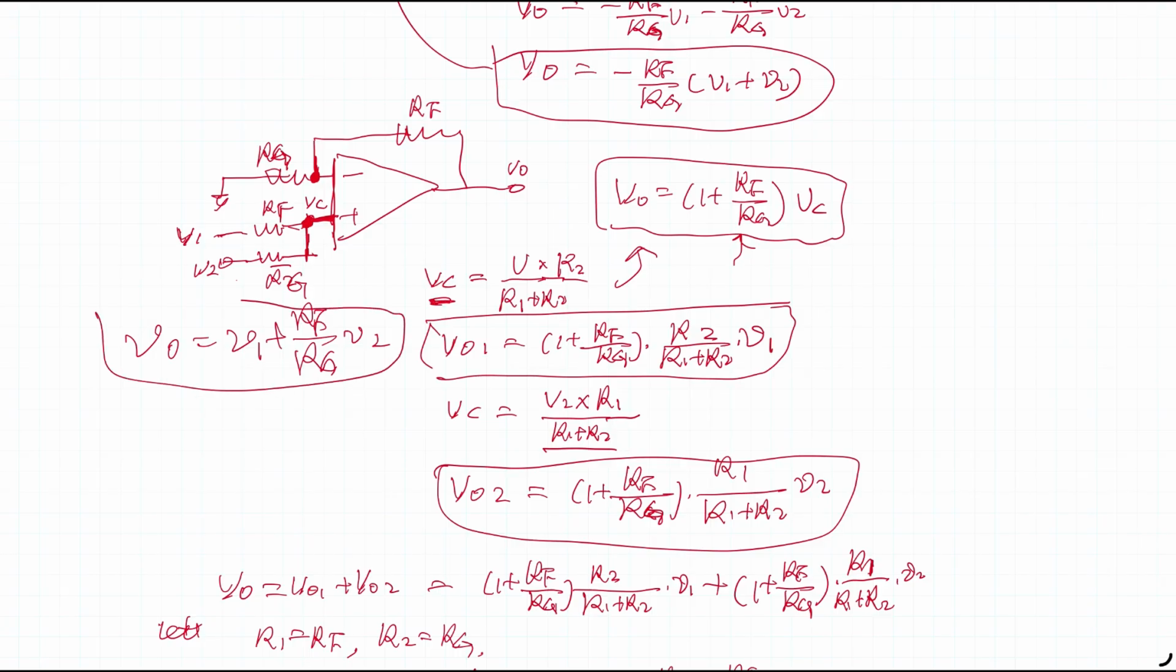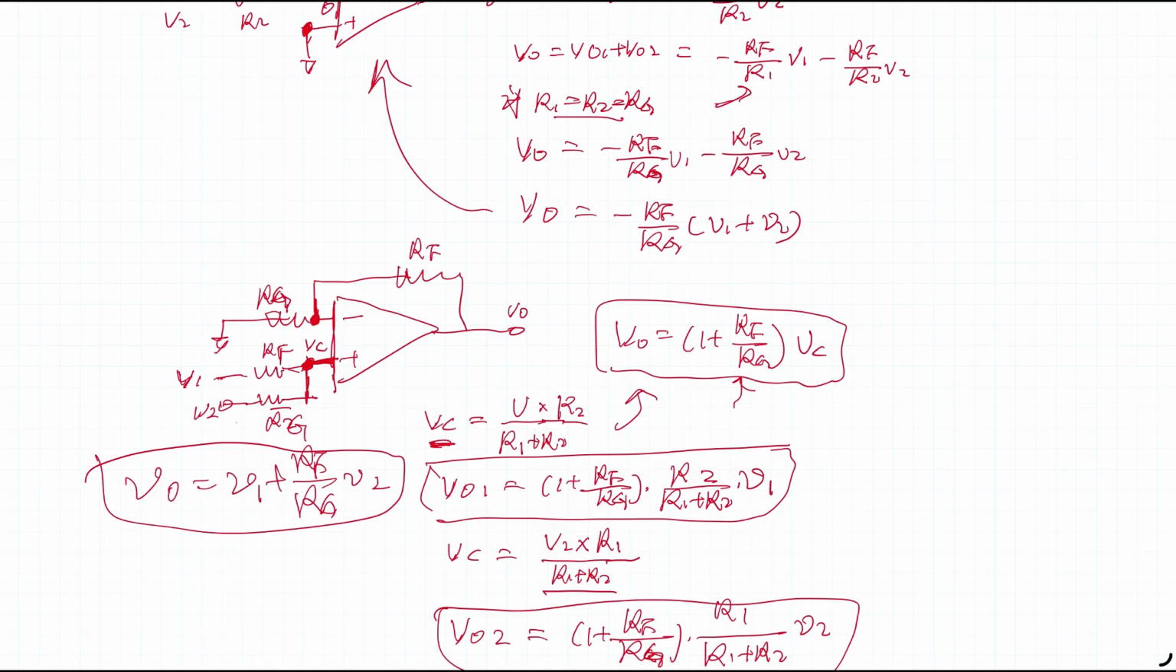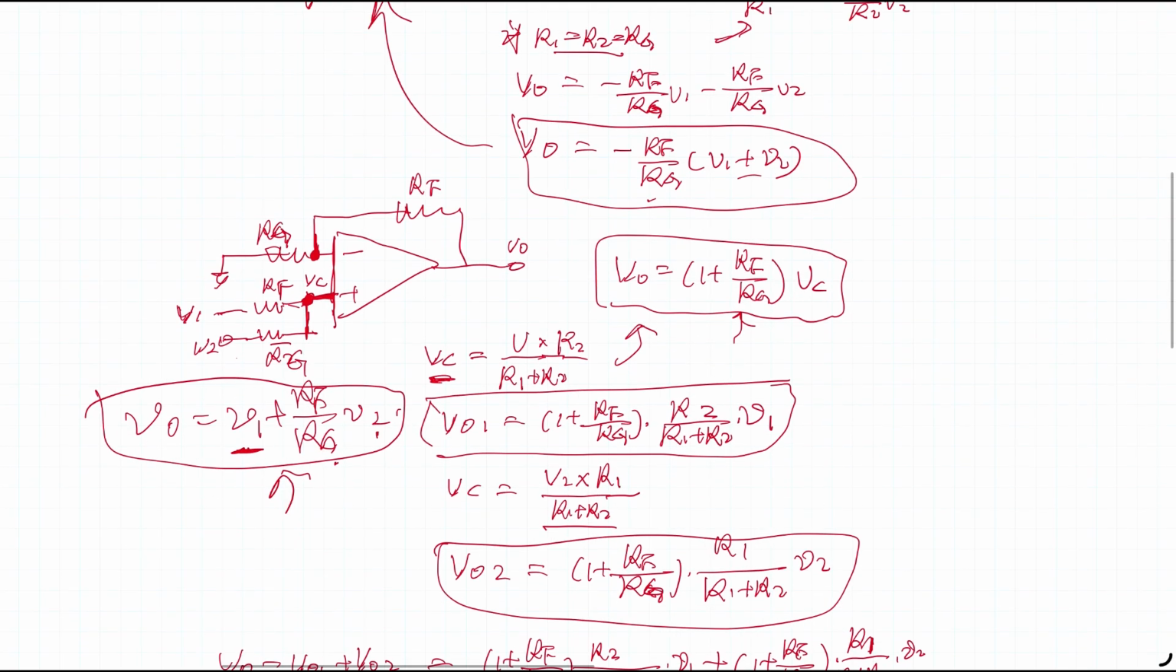So what's the implication of these equations? First, you can compare this equation and this one. They look very different, okay? And in this case, the amplification is applied to both V1 and V2. But for the non-inverting inputs, there will be no amplification for V1, but only amplification for V2. So this is very useful in certain cases, okay?